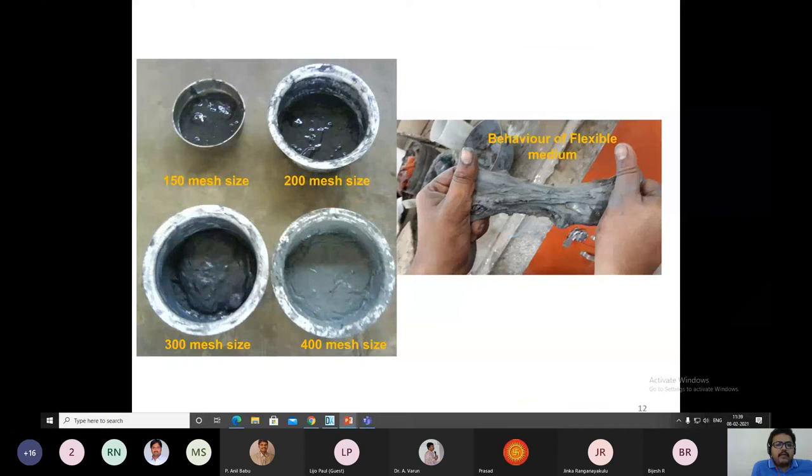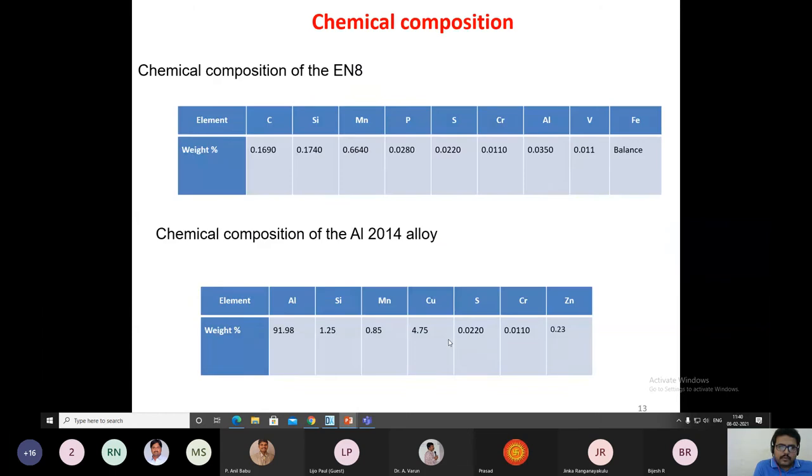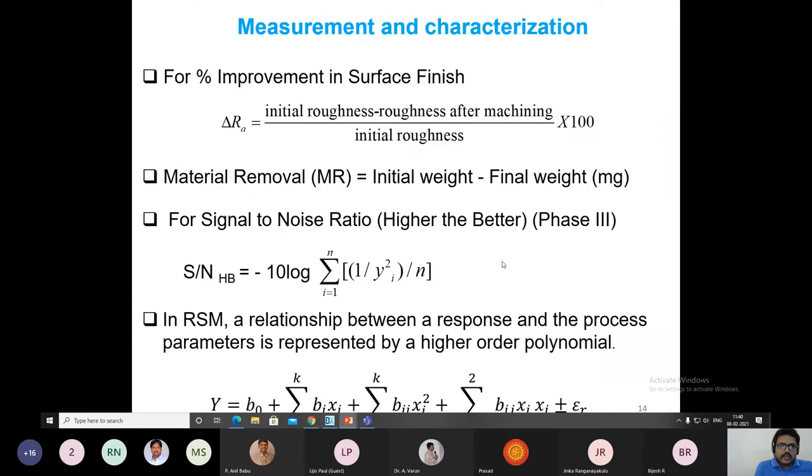Similarly, I have four levels: 150 mesh, 200 mesh, 300 mesh, and 400 mesh. I have prepared my media at different mesh sizes, and you can see the flexible behavior of the medium. This is an alternate medium to the existing medium. So four levels I have prepared, and I have checked the composition of my workpiece materials, aluminum 2014 and EN8. These are the calculations required for measurement and characterization purposes.